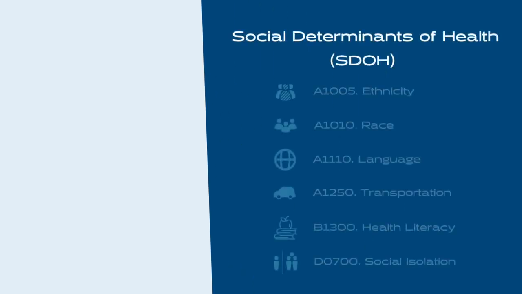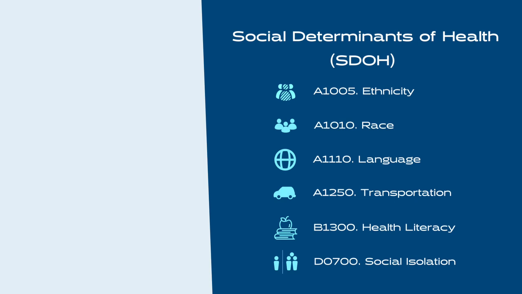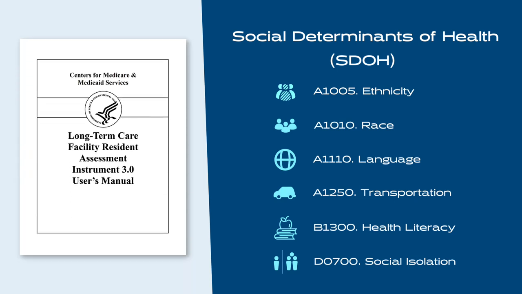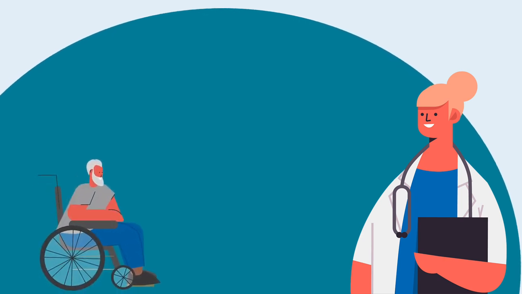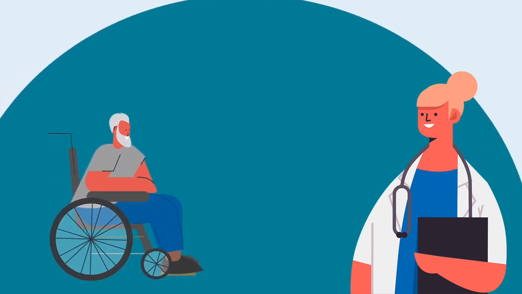The social determinants of health, or SDOH items in the MDS, are accompanied by guidance provided in the RAI manual that identifies when sources other than the resident can be used to determine a response. What sources can the assessor use? Residents should be the primary source of information for resident assessment items.